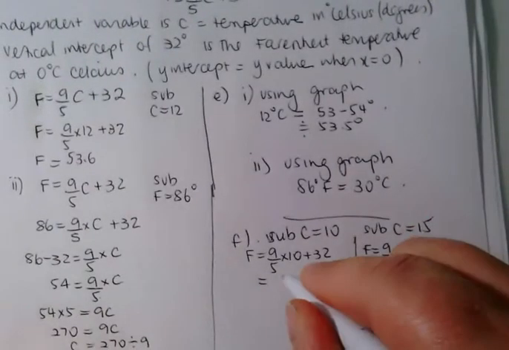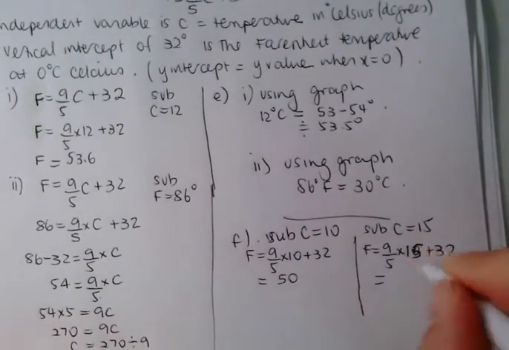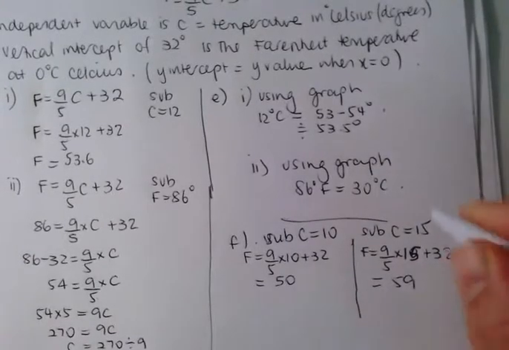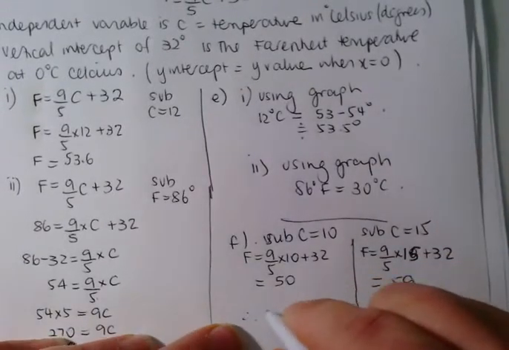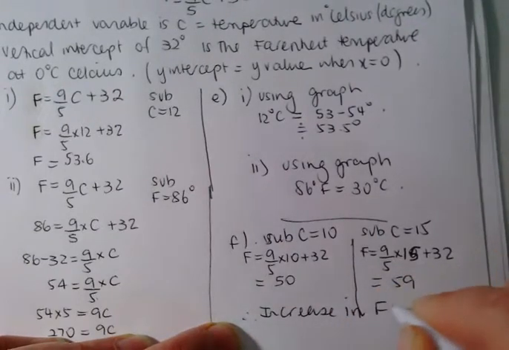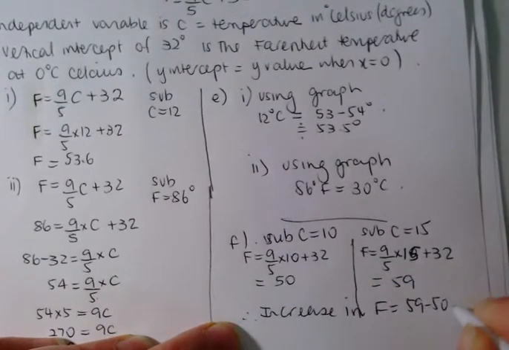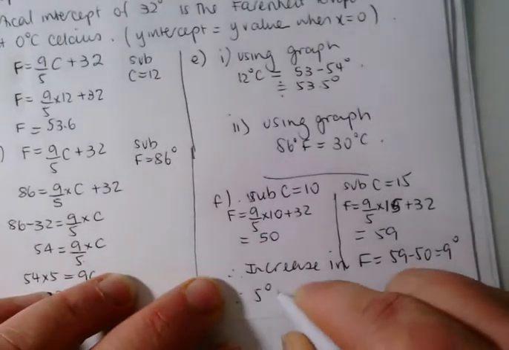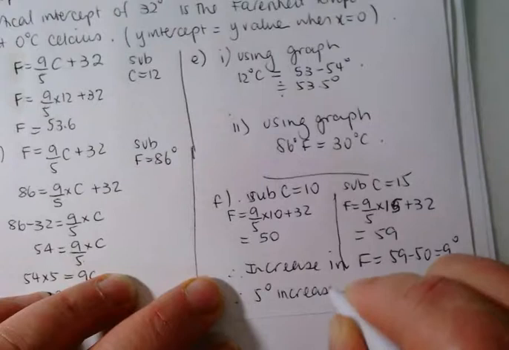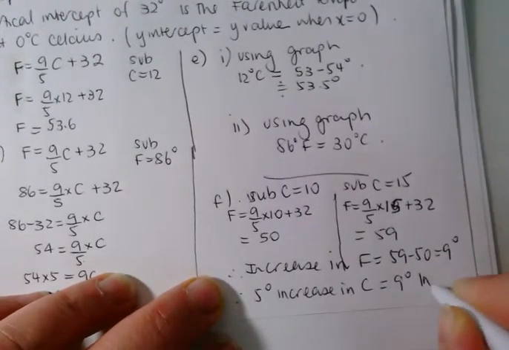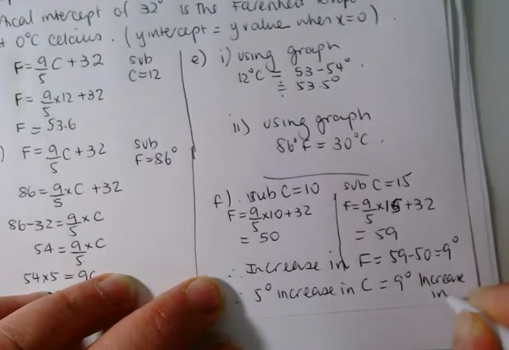And this one is 50, and 9 over 5 times 15 plus 32 is 59. So we can see, therefore, the increase in F, Fahrenheit, is 59 minus 50, which is 9 degrees. So therefore, a 5 degree increase in C equals a 9 degree increase in F.